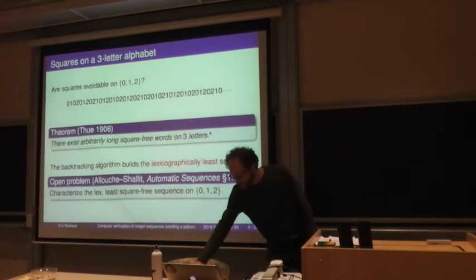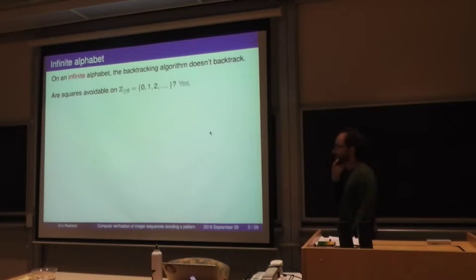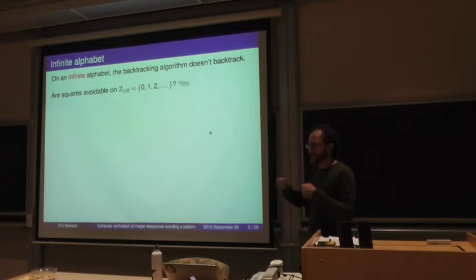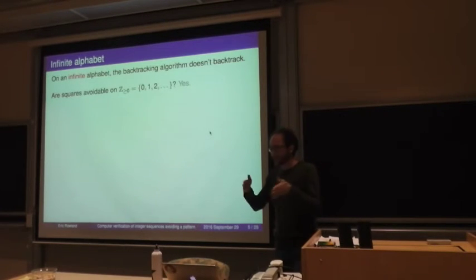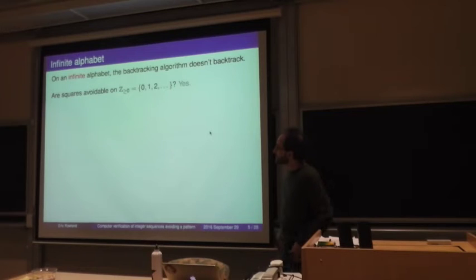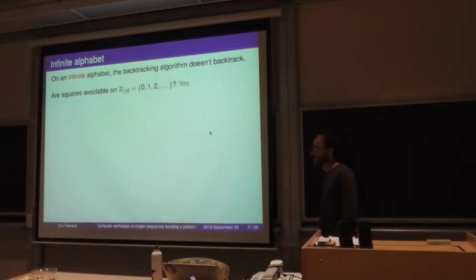Okay. But on an infinite alphabet, things are very different. So on an infinite alphabet, for one thing, the backtracking algorithm doesn't actually backtrack, right? Why is that? Well, because there's always a number that you haven't used, right? So you can always stick in a number that you haven't used yet. So you never have to backtrack. So that's really nice. When you compute a prefix, like the first 100 terms in one of these sequences, it's actually a prefix of the full lexicographically least sequence, because you're never going to backtrack into that portion. So are squares avoidable on the alphabet of non-negative integers?